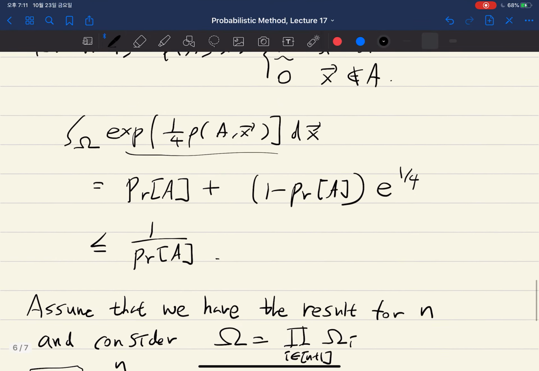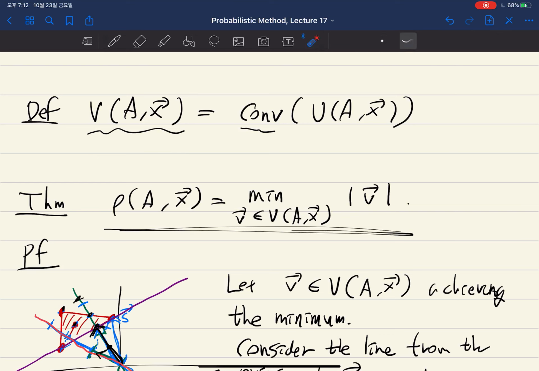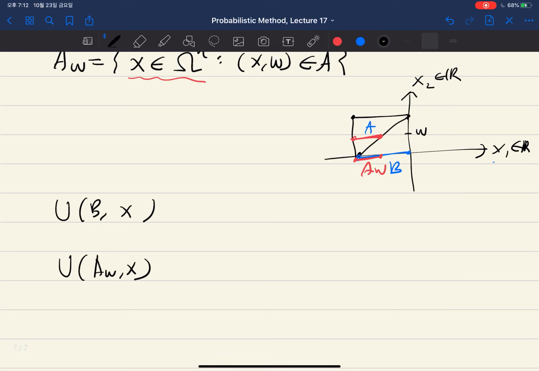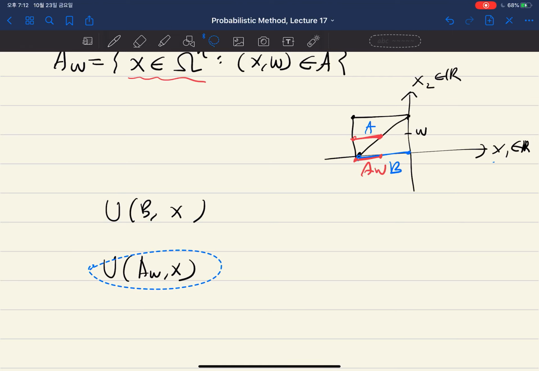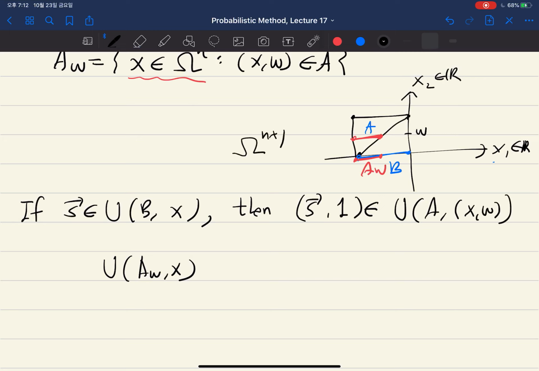So for that, we know the characterization of this rho in terms of this V. And this V is the convex hull of U. So we need to analyze what properties we have on this U. What we know is, if S is a point in this U sub B, then in the larger space, omega n plus 1, the original space, if we add 1 at the last coordinate, then it's in this U.